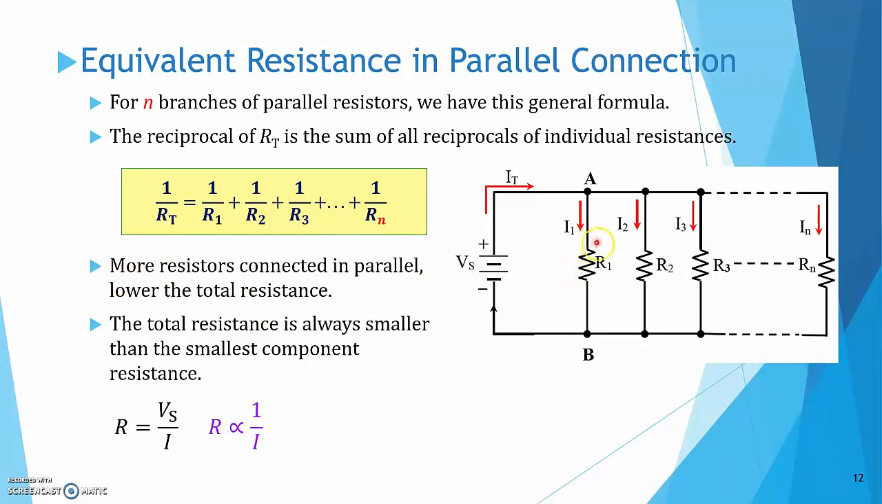Let's say that R1 is the smallest resistance. Then I1 is the highest branch current. Because the total current is greater than the highest branch current, therefore the total resistance RT is less than the smallest component resistance. So we have just explained the second point.